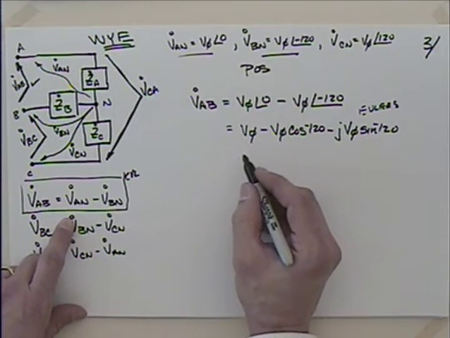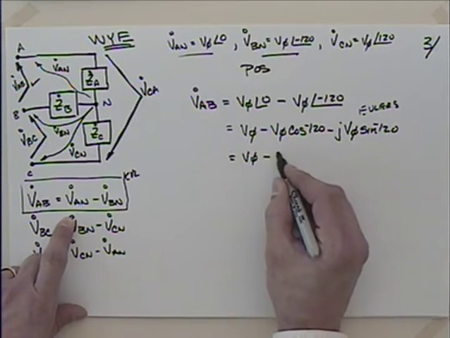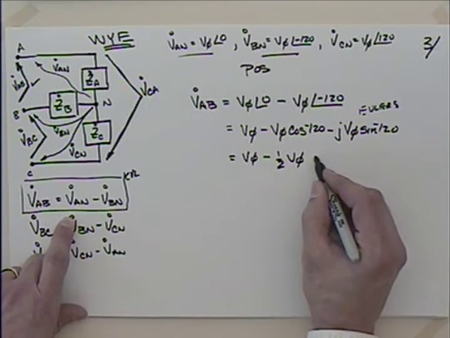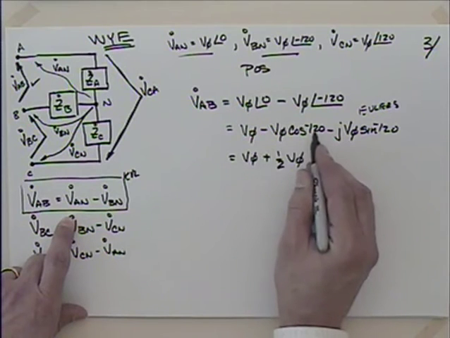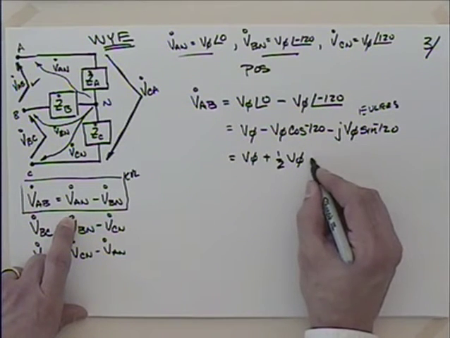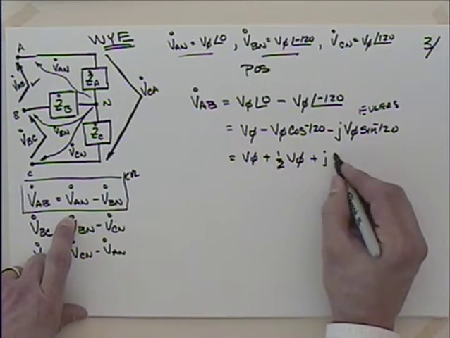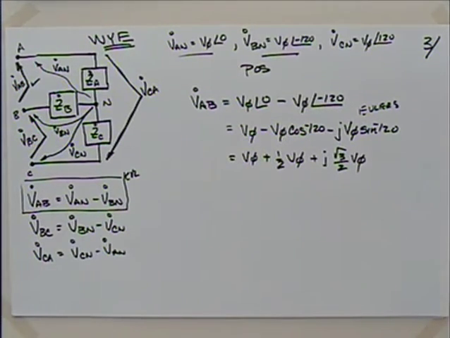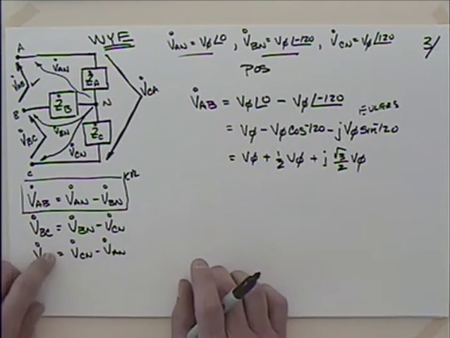So if we work through that, we could say that this would be V phi minus a half V phi plus, is that going to be a positive? Let's see, I'd have a minus, oh, this should be positive because I'd have a negative, yeah. And then I'd have positive here. So positive j root 3 over 2 V phi, right? If I go to my unit circle and look at 120 degrees, I should come up with those values, remembering that I've got a negative there and a negative there. I think that's what I'll come up with.